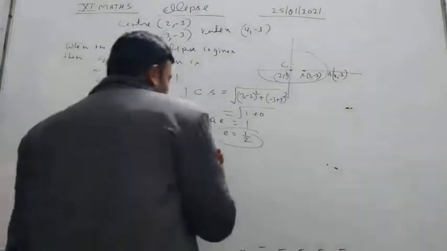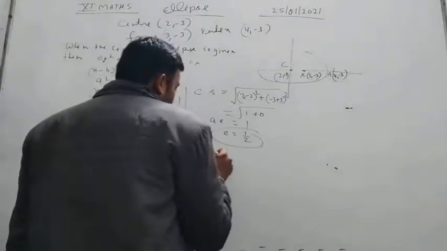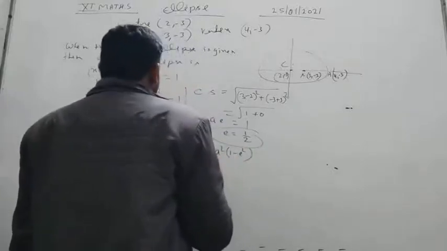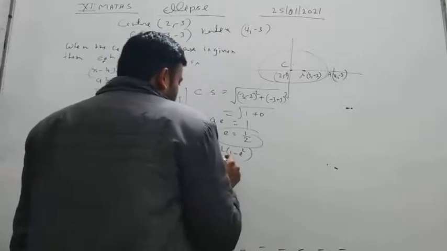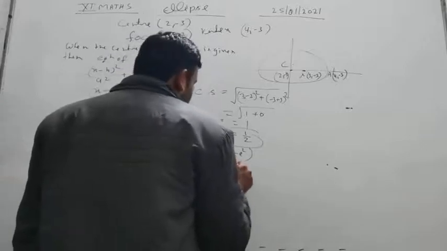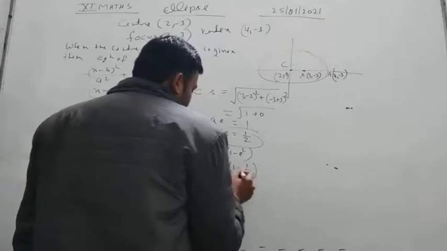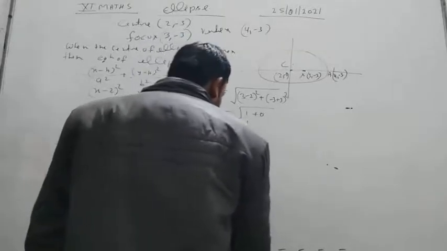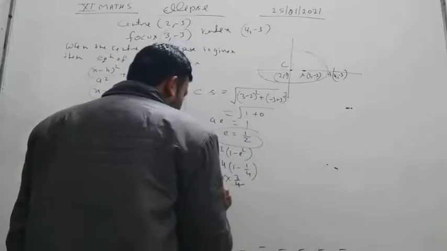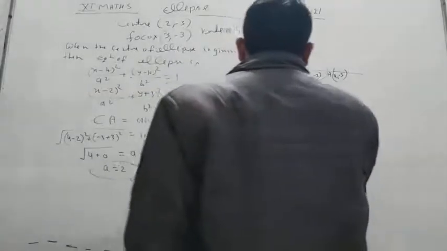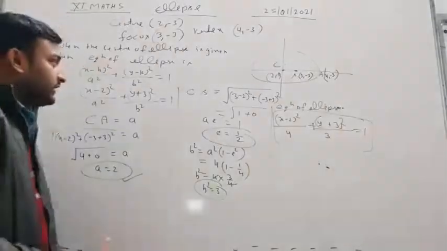Now we will find, b square is equal to a square (1 minus e square). So student, a square is 4 and e square is 1 by 4. So 4 times 3 by 4. So b square is equal to 3, student. So equation of ellipse. Okay student.